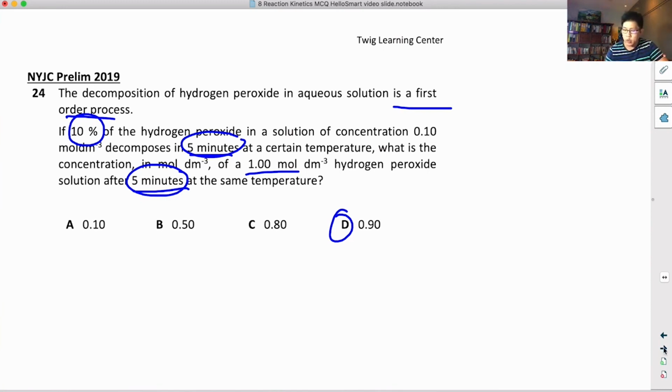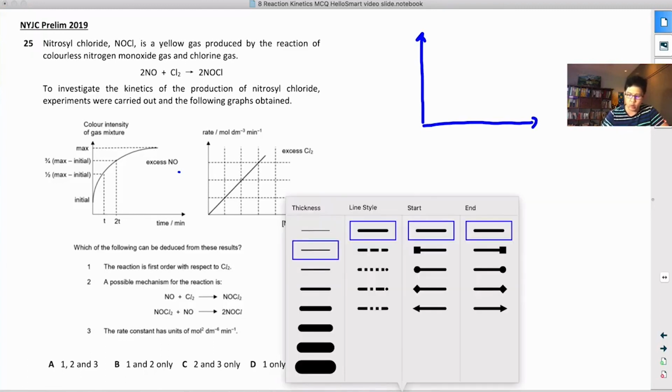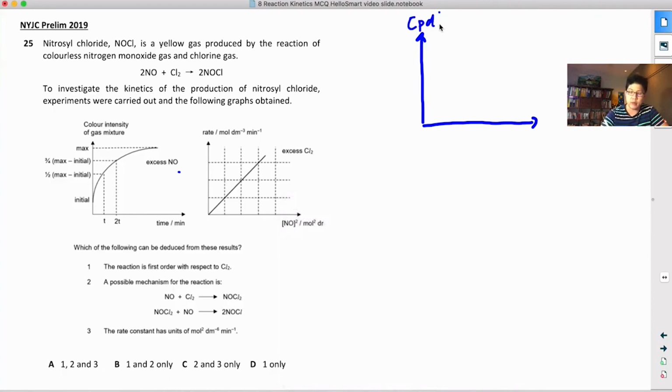Let's look at the next one, 25. NO plus Cl2 gives you NOCl, and they say NOCl is a yellow gas. They gave you two graphs. One is color intensity of the gas mixture versus time. How do you interpret a graph like that? One thing you need to know is that you have to go back and revise a bit of your kinetics. If this is the product against time graph, and you have a reactant A going to a product, firstly what you need to find out is the final amount or volume of the product.